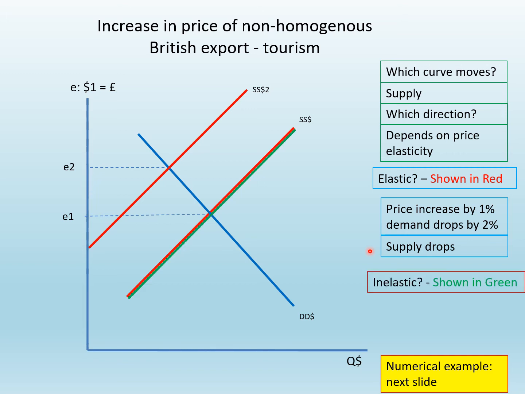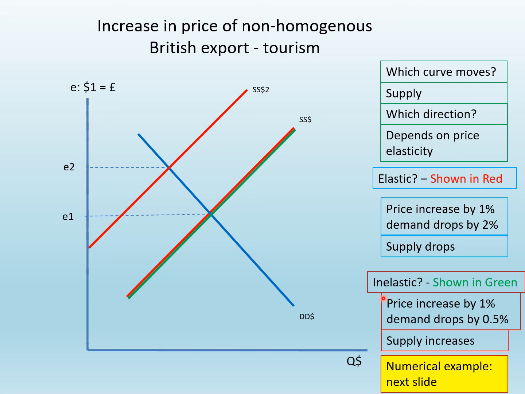On the other hand, imagine that British tourism is price inelastic. So people will go to Britain irrespective, to be extreme, of what happens to prices. So for example, if there's a price drop of 1%, then there's a very small drop in demand and it only decreases by 0.5%.